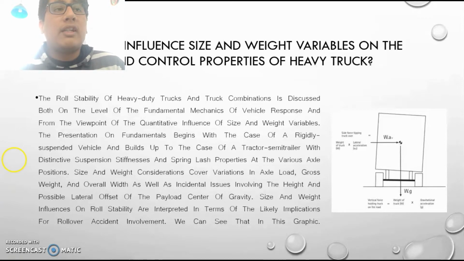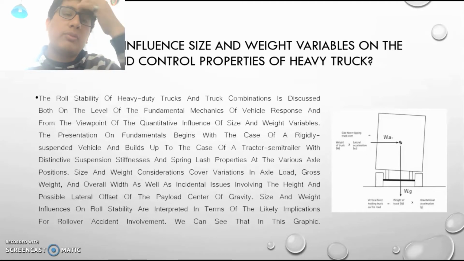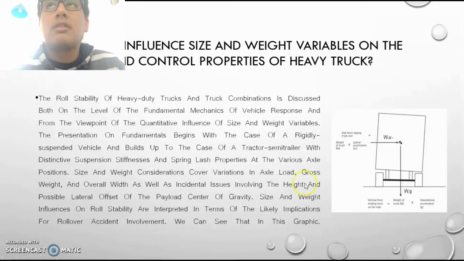In this case, size and weight considerations cover variation in axle load, gross weight, and overall width, as well as incidental issues involving the height and possible lateral offset of the payload center of gravity. Size and weight influence on roll stability are interpreted in terms of the likely implication for rollover accident involvement. We can see this in this graphic. This graphic I got from the guide.